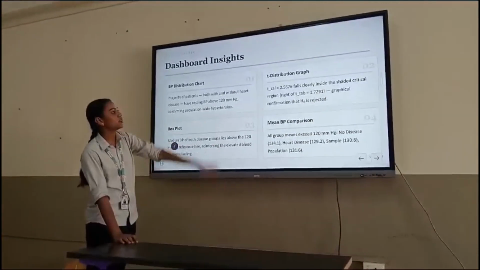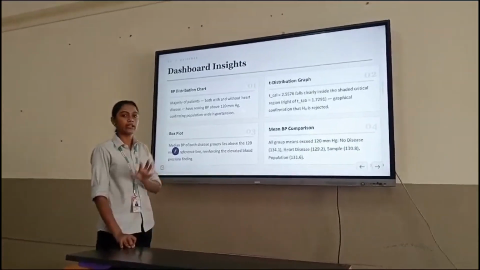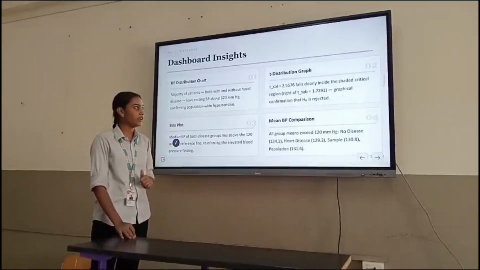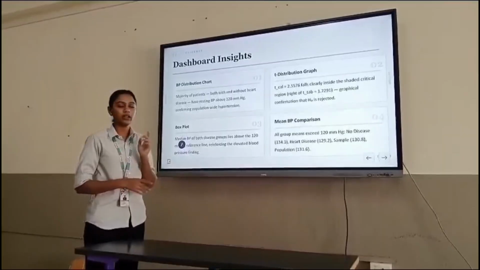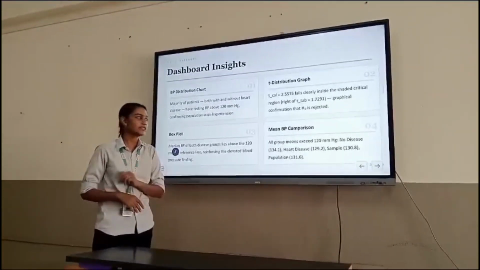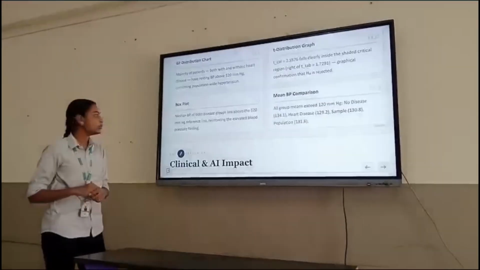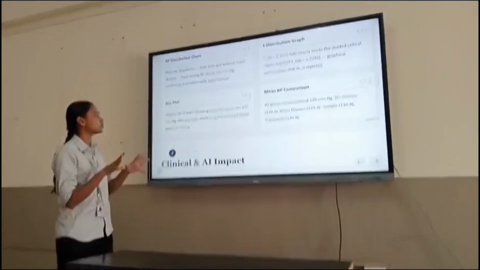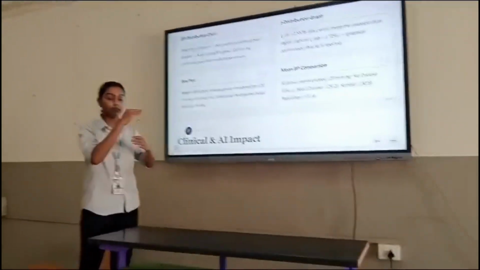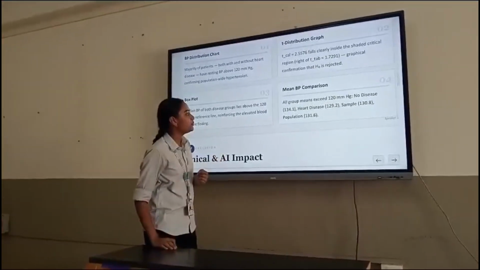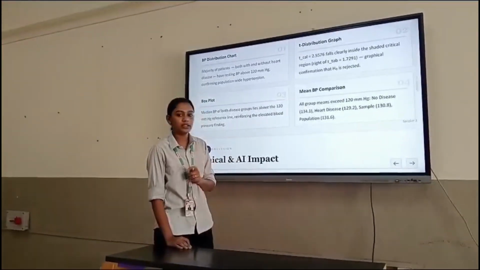Then the T distribution graph gives us the calculated T value, compared with the tabulated T value, and we see that H naught, the null hypothesis, is rejected. In the box plot, we are seeing the median BP of both disease groups lies above 120, which means they have higher blood pressure. And in the mean BP comparison, we are comparing the mean value.